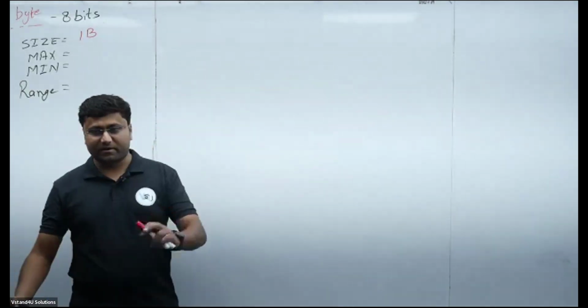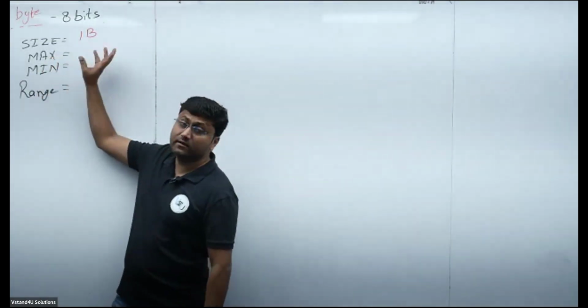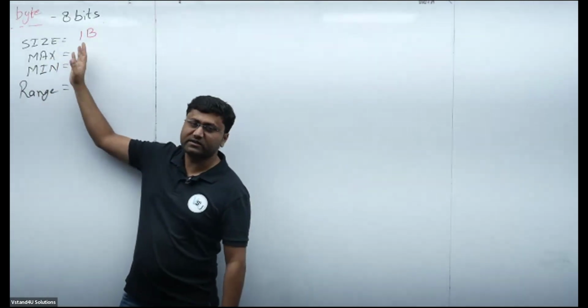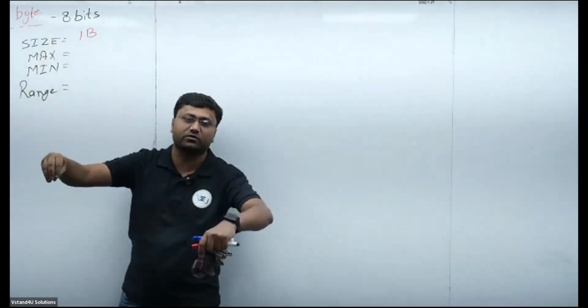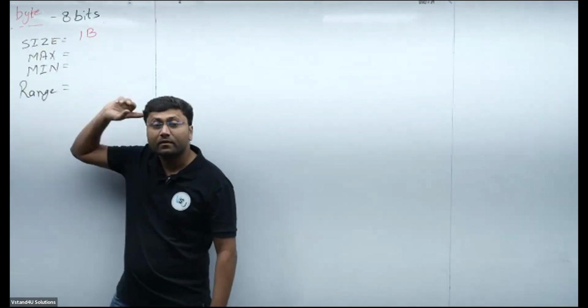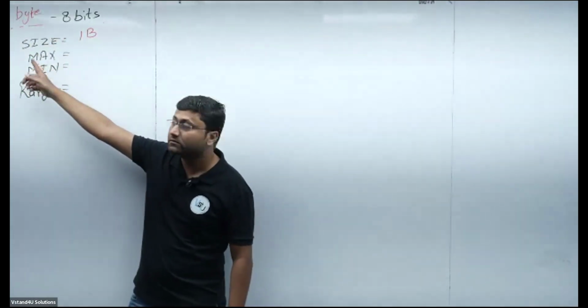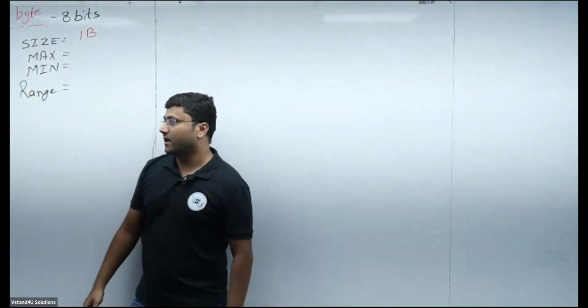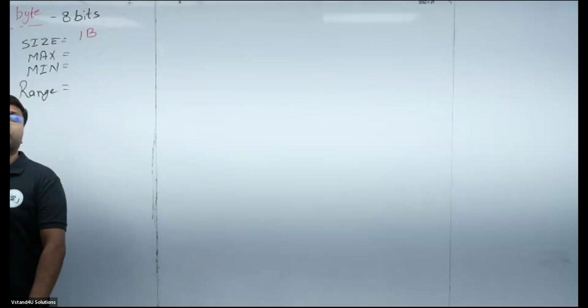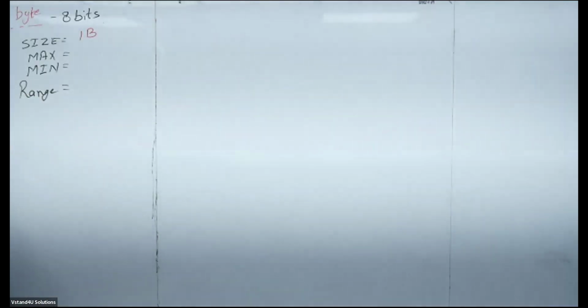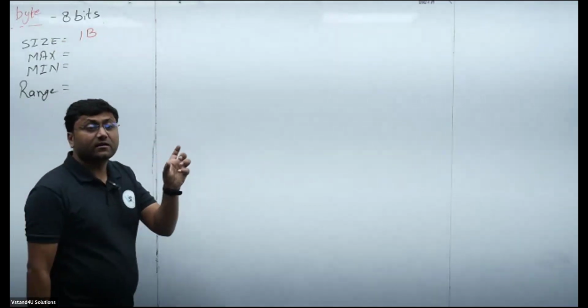The idea is simple. What I'm trying to explain is that size defines how many bytes are there. Bytes means how much space is required to store that data. Which type of data? Byte type of data. If I want to store a byte, how much space is required in total? 1 byte, which means 8 bits.